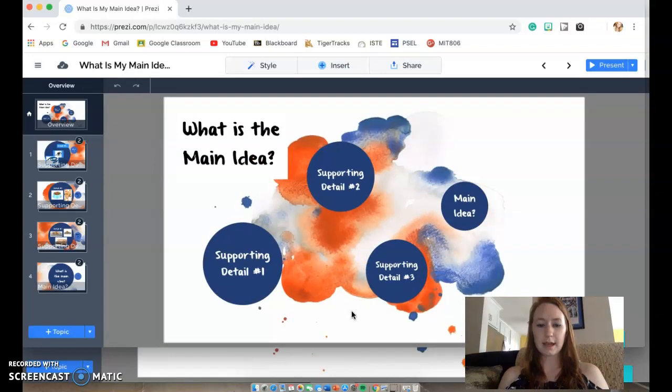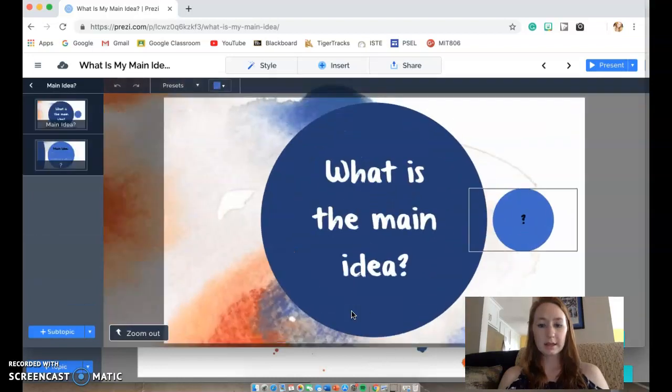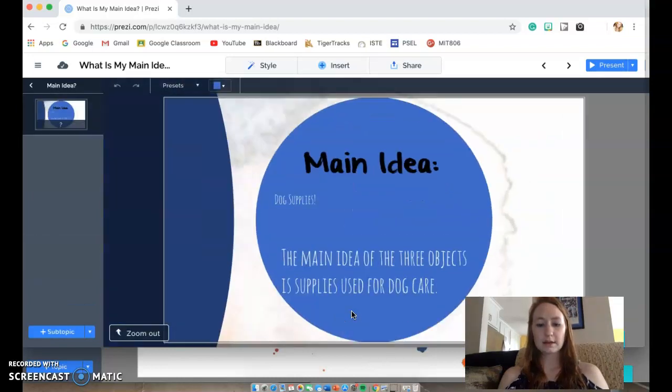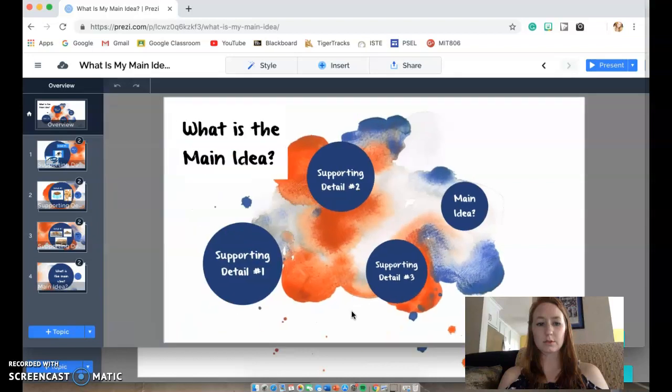And then finally, after supporting detail 1, 2, and 3, main idea, what is it? I can make a guess. And then it's dog supplies. The main idea of the 3 objects is supplies used for dog care. And that is how students will show me that they understand. They will create 1, 2, and 3, and their last stop should be what the main idea is. And this mimics what we did in a previous game, so they are extending their knowledge on it and showing me that they can do it.